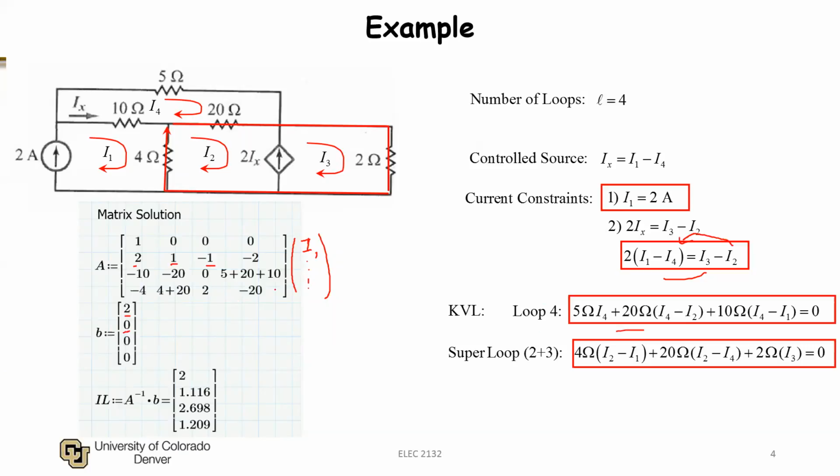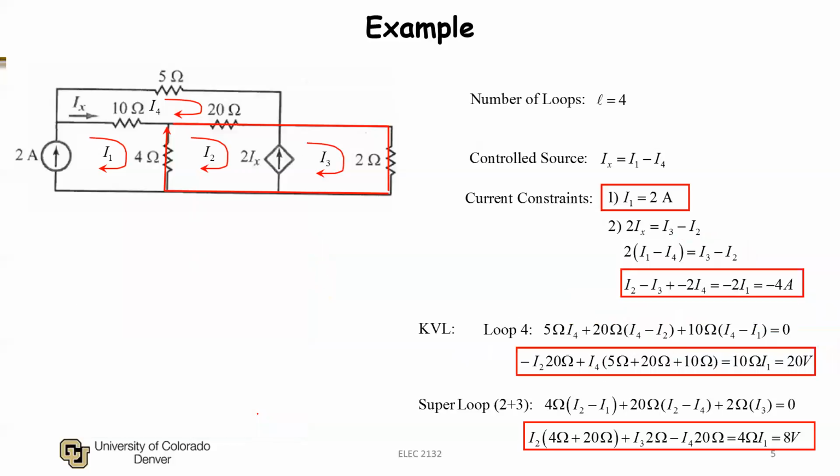And then for my KVL loop, I have a minus 10 I1. Then I have a minus 20 I2. And then I sum up the 5 and the 20, the 10 times I4, and that all sums to 0. Then the last row I have a minus 4 I1 plus a 4 plus 20 I2 plus a 2 I3 minus a 20 I4, and this all equals 0. Okay. And then I just say my current vector is equal to A inverse times B, and I get exactly the same answer.